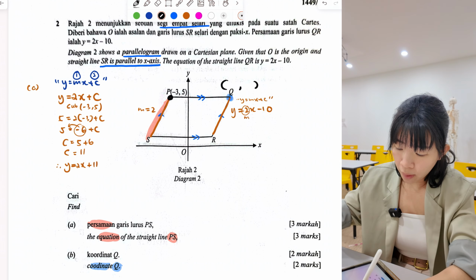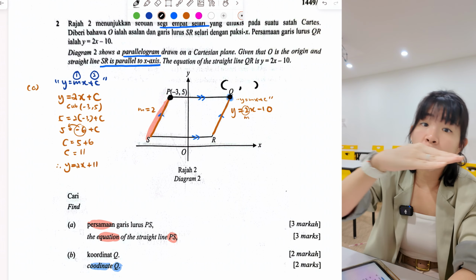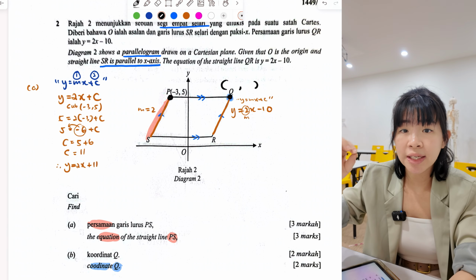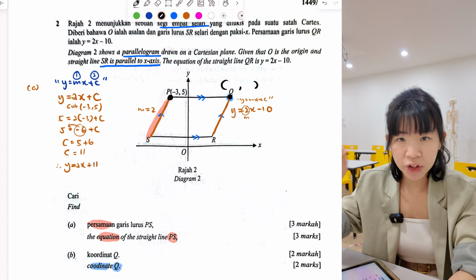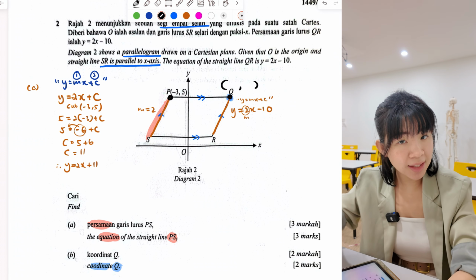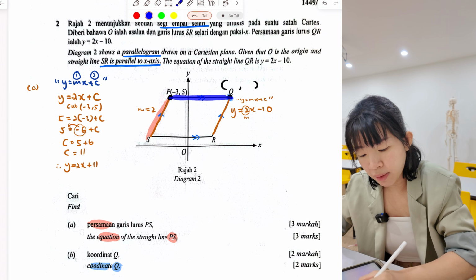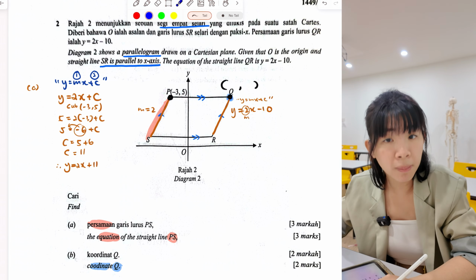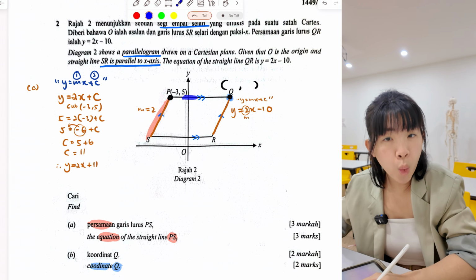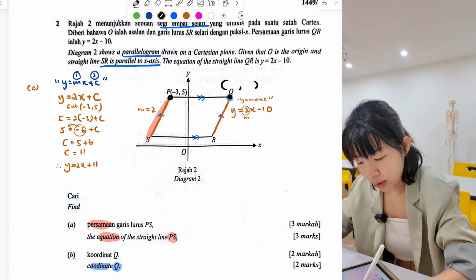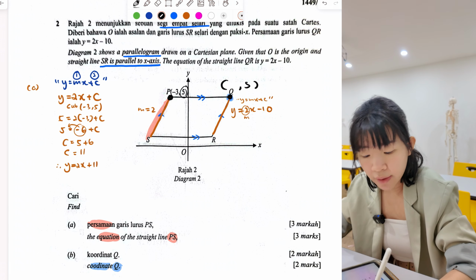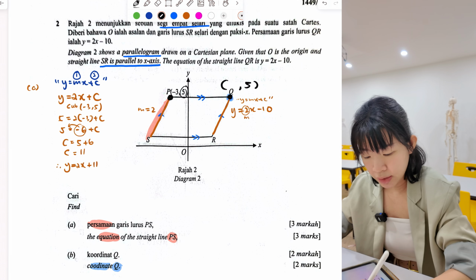When 2 points P and Q join together, it is a horizontal line. Which coordinate will be the same? They will share a common coordinate, so same x or same y. Look at P and Q. When they join together, they form a horizontal line, so they share a common y coordinate. Meaning we already know the y is 5, same as P.